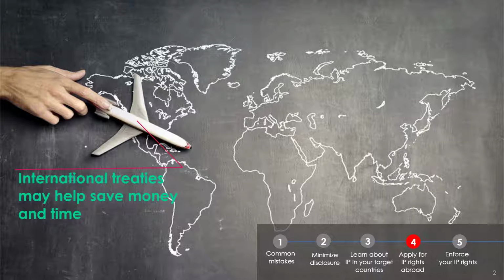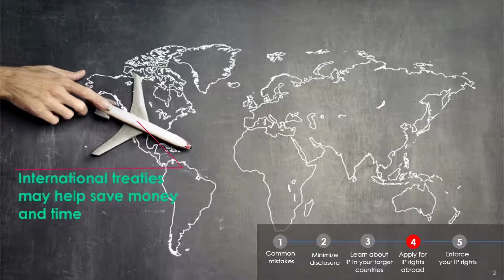In the previous video, Learn about IP in your target countries, you learned that IP rights are territorial. This means that you'll have to apply for IP rights in the territories where you think you'll need protection. You also learned that IP laws and procedures vary between jurisdictions or territories.